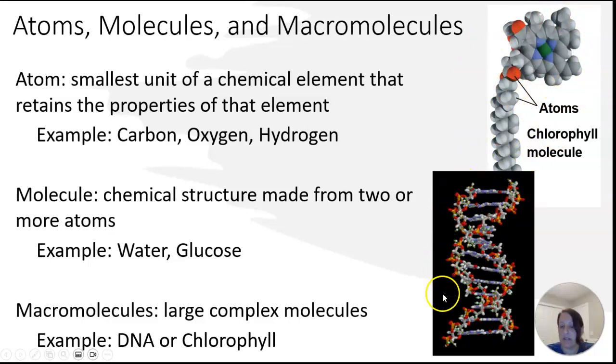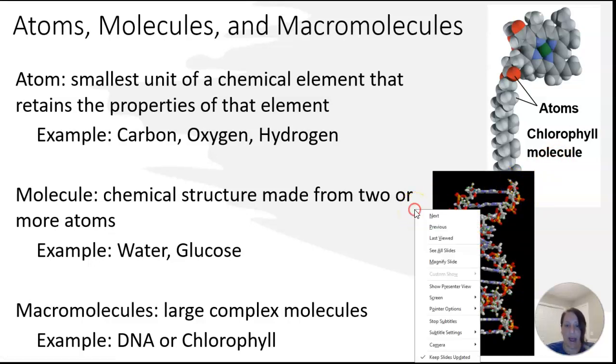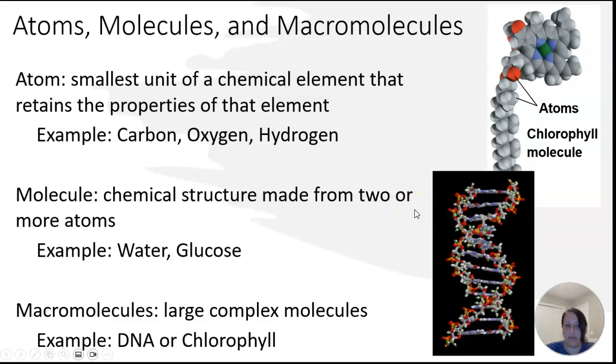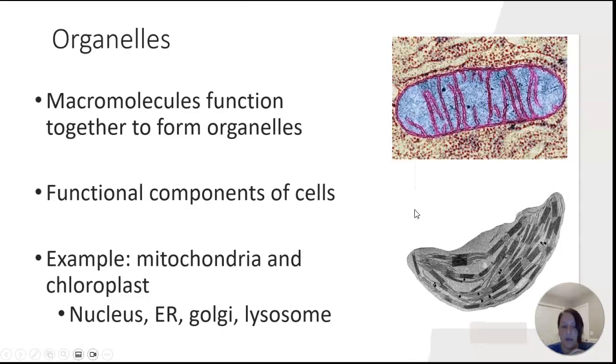Here's another example. This is a double-stranded DNA molecule. Again, made up of atoms that come together to form molecules, and this is the macromolecule. Okay, we'll come back to looking at DNA structure as well. Okay, so we go atoms to molecules, and molecules to macromolecules. And so our next stop are organelles.